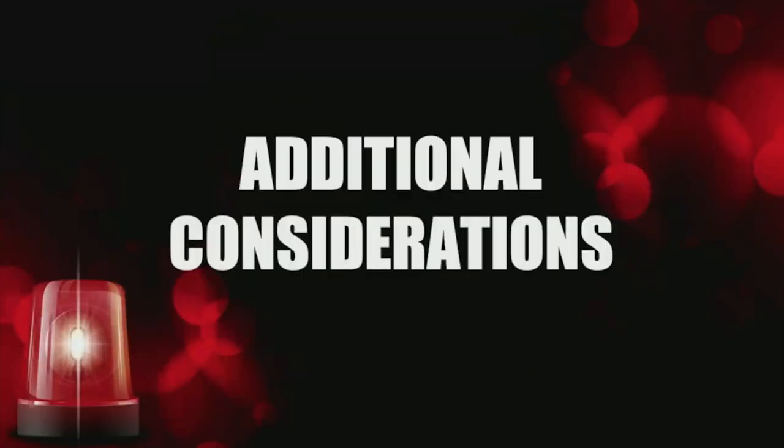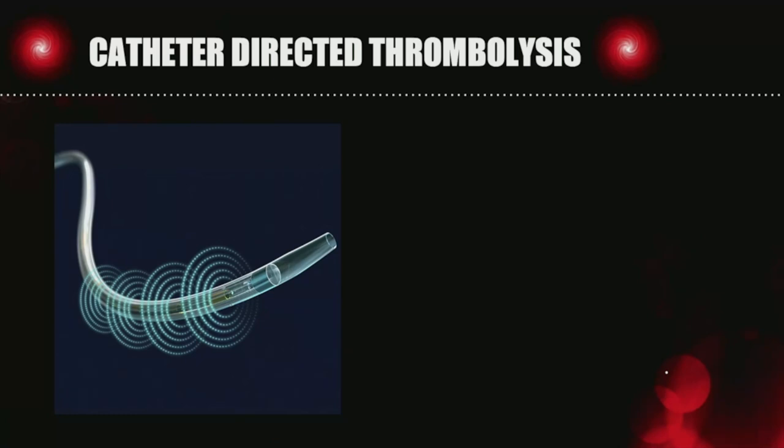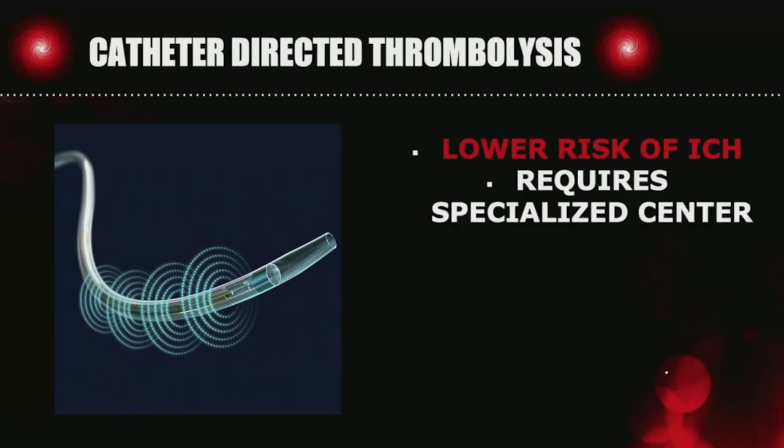Some additional things you can consider. So catheter-directed thrombolysis is really more commonly used in your submassive pulmonary embolism patients. It obviously is very beneficial because you're giving directed TPA right into the pulmonary vasculature. So it does have a lower risk of intracranial hemorrhage and life-threatening bleeding. But the problem with it is your patient needs to be stable enough to get down to the cath lab, and you have to be at an institution that has a specialized center that's capable of doing it.